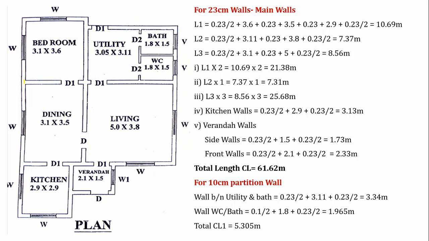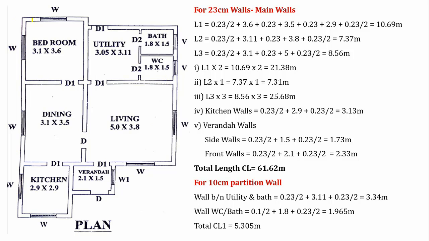Next we will try to calculate this dimension. This is a 230 mm wall, therefore 230 by 2. Next is this x distance, that is 3.1 meters. Next this wall thickness is 230. Then in the x direction it is 5 meters, plus here the center means 230 by 2. So this horizontal distance center to center will be equal to 8.56 meters. So we have calculated this wall length and this horizontal length.